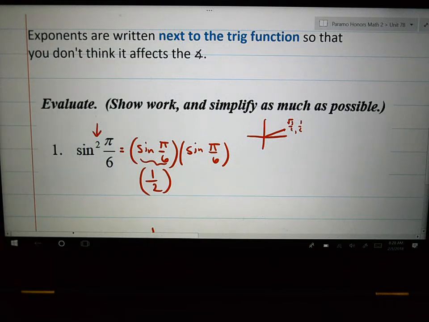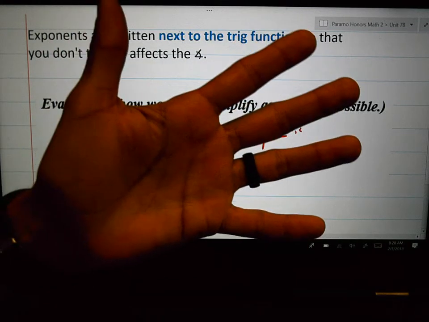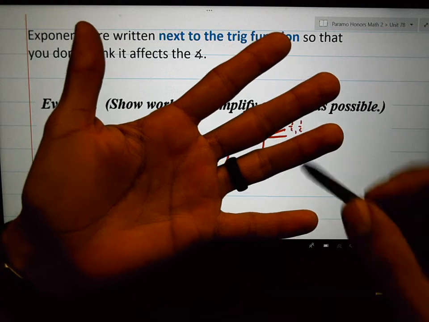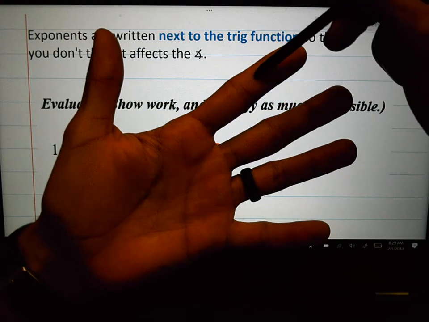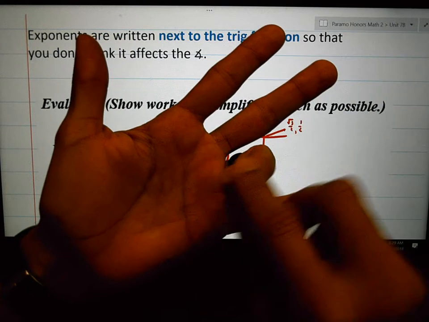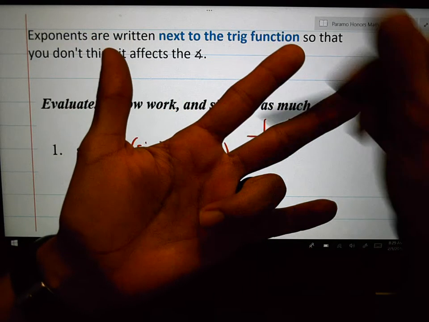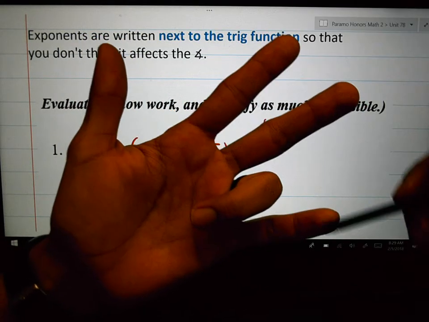Sine of pi over 6 is 1/2. If you are a hand trick person: 0, pi over 6, pi over 4, pi over 3, pi over 2, I fold down pi over 6. The left side is the cosine. The right side is the sine.